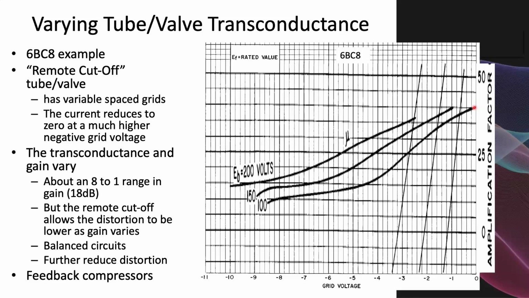And you have to use these in balanced circuits to avoid control voltage feed through and thumps, but also it helps you reduce the distortion that occurs due to the variation in gain caused by the signal. And the nonlinear variation with voltage pretty much mandates the use of a feedback compressor.